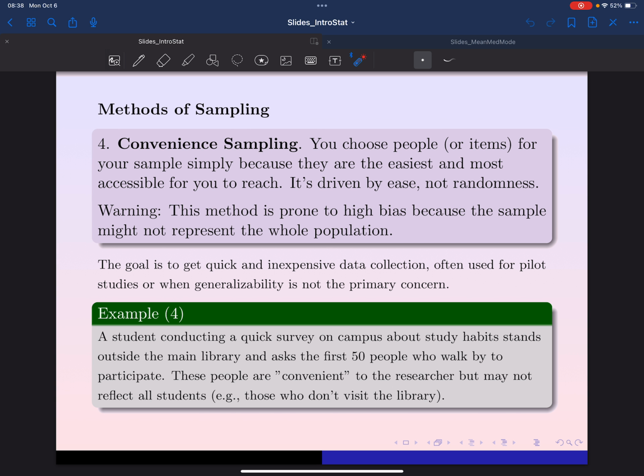For example, a student conducting a quick survey on campus about study habits stands outside the main library and asks the first 50 people who walk by to participate in the study. These people are so-called convenient to the researcher, but may or may not reflect the whole student population because some students may not visit the library. That's called convenience sampling.